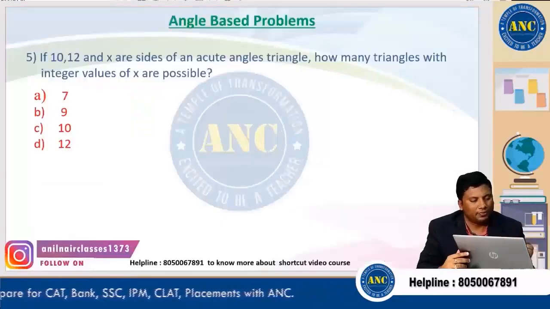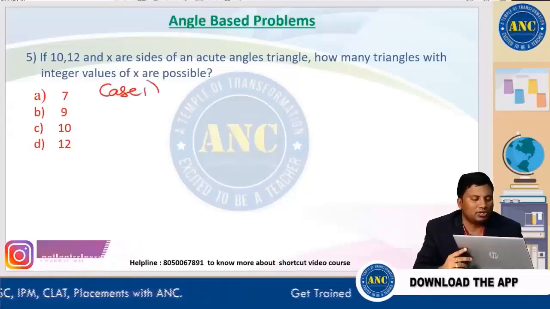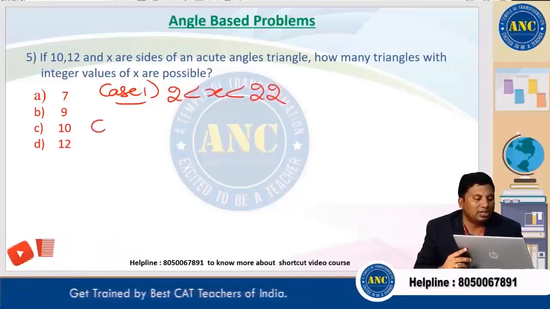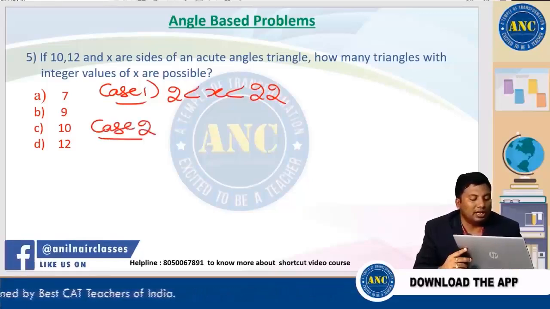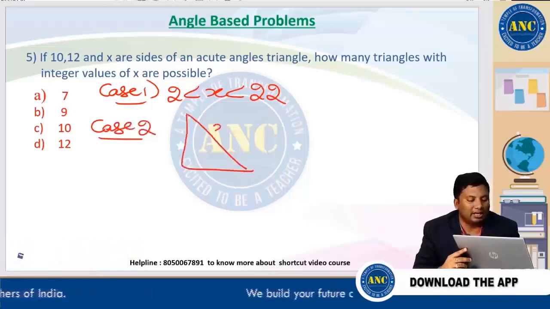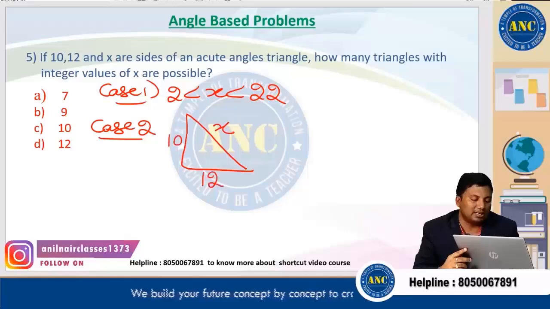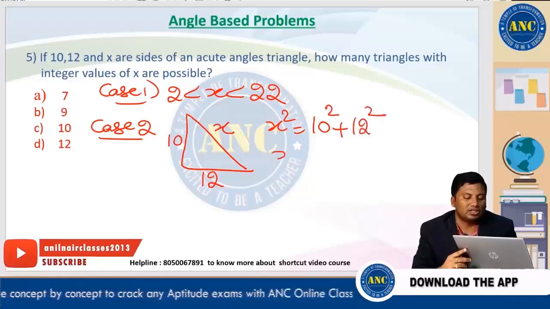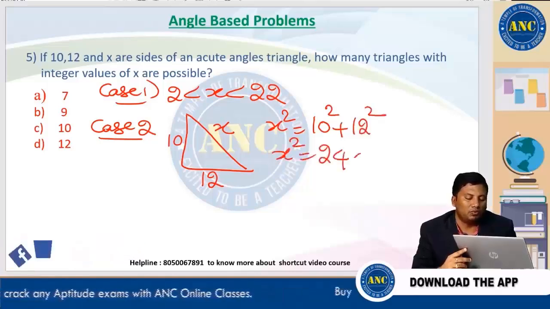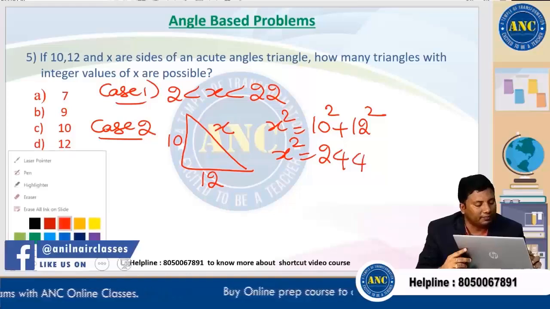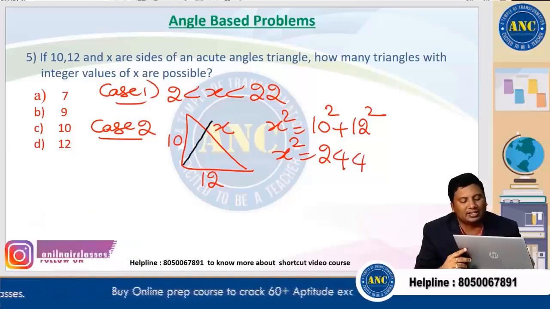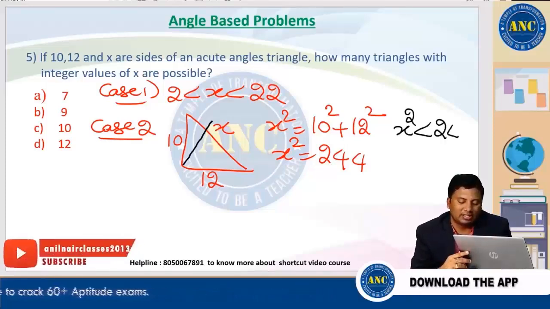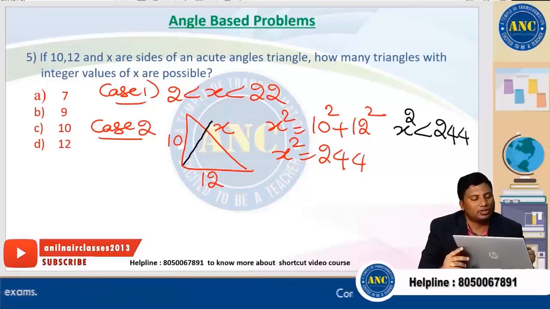We are at this question. So case 1. Case 1 how much we got? 2 less than x less than 22 we got. Case 2, if I take a right angle triangle, my visualization will be good. X is 10 and 12. X square is nothing but 10 square plus 12 square. X square is 244. Now in this one, suppose if I shift it to the right side, the hypotenuse value will decrease. So x square is less than 244.